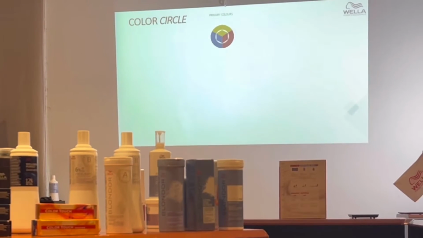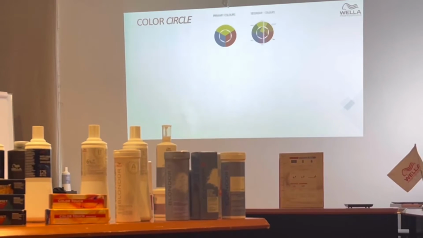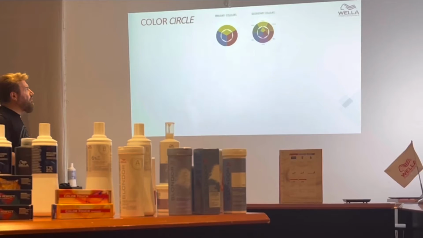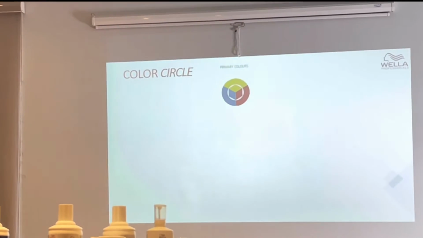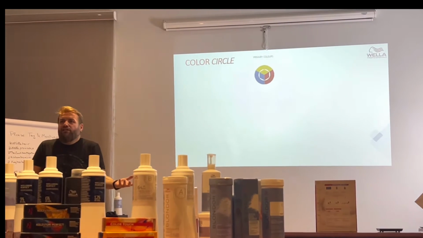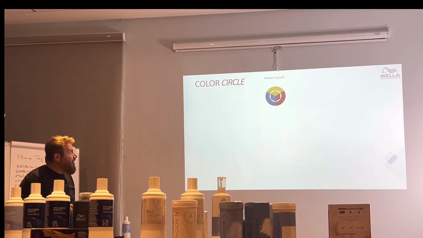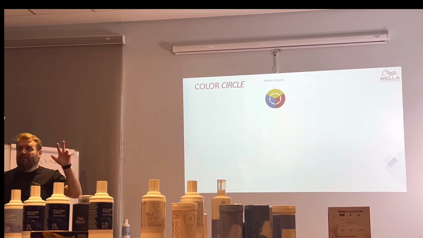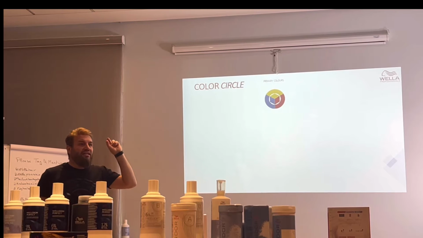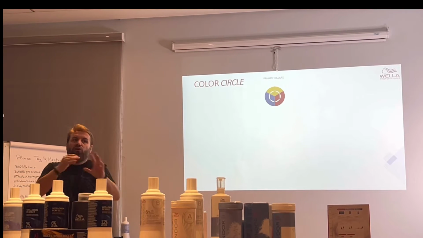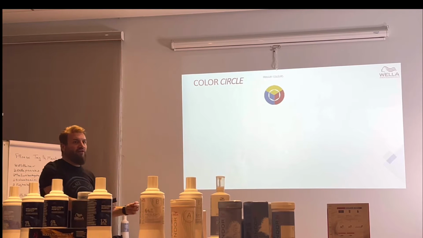Definitely, before we start any color, we should know about the color circle. In the color circle, we have primary colors. What are the primary colors? The most important thing in the color circle is to know the primary colors. The primary colors are red, blue, and yellow. These three colors are the basic primary colors that we cannot make by mixing anything. They are the base of colors: red, blue and yellow.